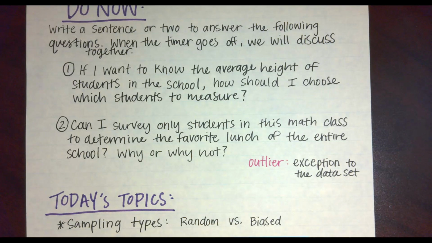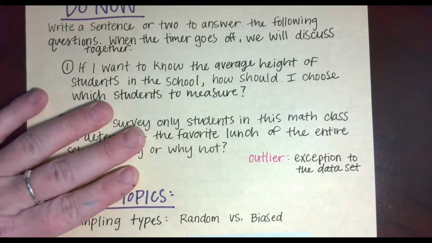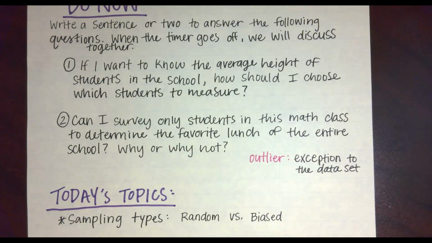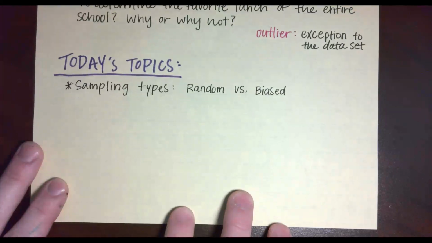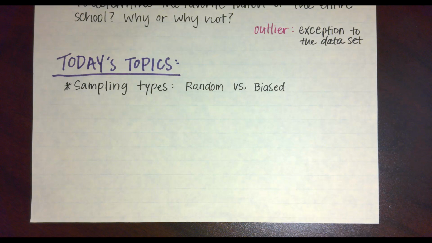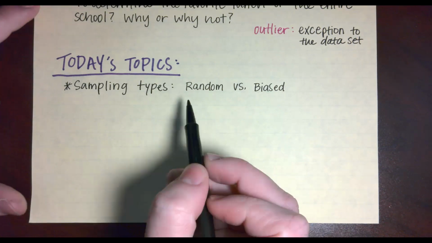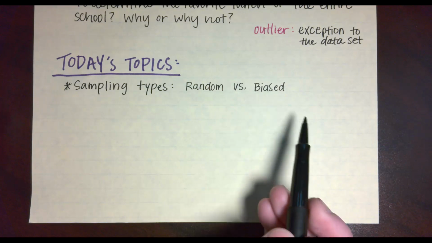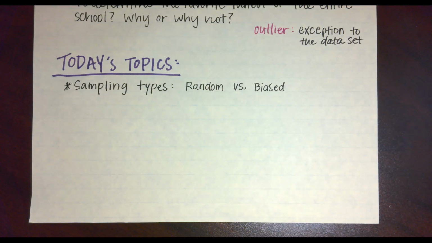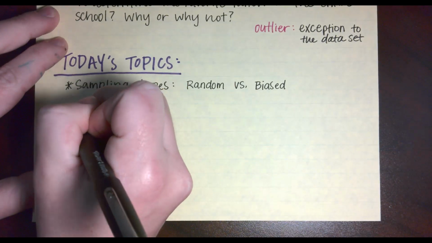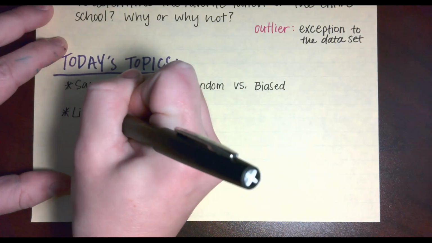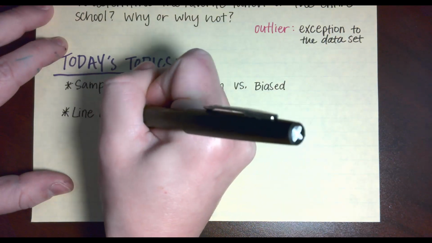So let's go ahead and talk about what we're going to talk about today. Our topics today are sampling types. We're going to talk about sampling and the difference between a random sample versus a biased sample. So Star, you already got that buzzer word there, bias. And after that, we're going to briefly discuss something called line of best fit.